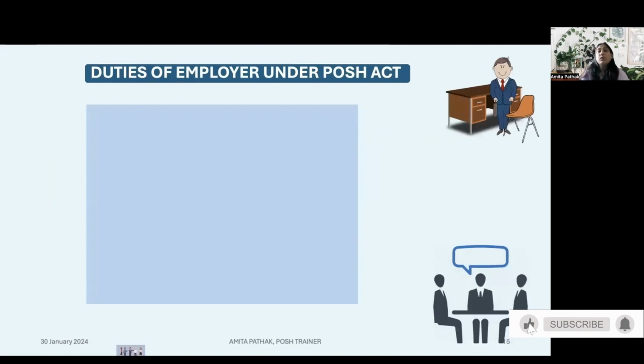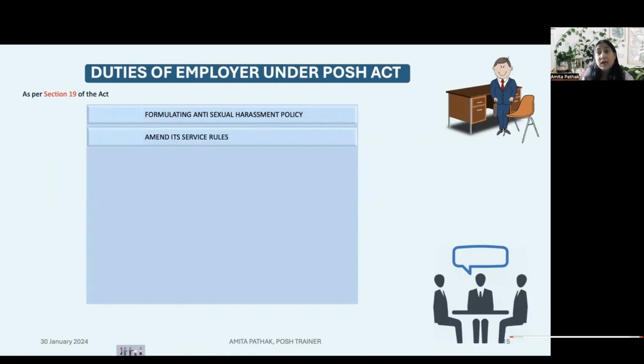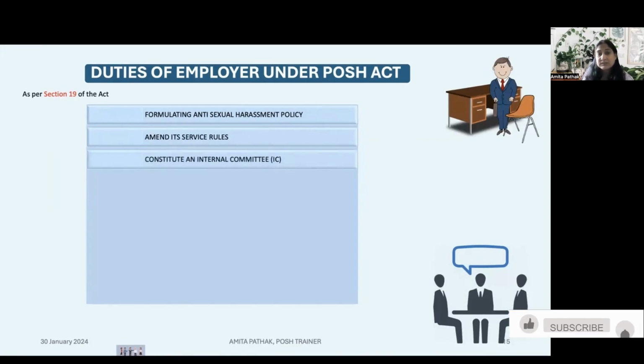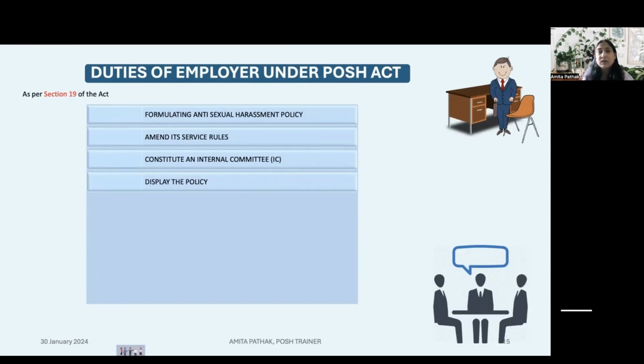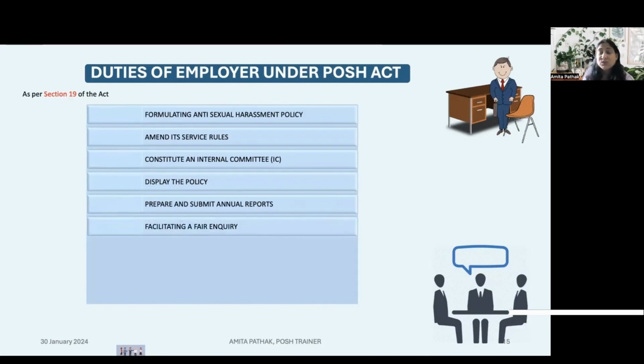What are the duties of the employer under the POSH Act? Let's understand. As per Section 19 of the Act, the following are the employer's duties: formulating an anti-sexual harassment policy at the workplace, amending service rules with that policy, constituting an internal committee, displaying the policy at specified places so that everyone in the organization is aware of it, preparing and submitting annual reports as per the statutory requirement of the government, and facilitating a fair inquiry.